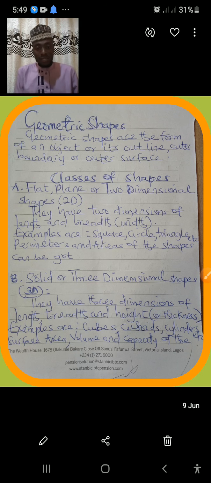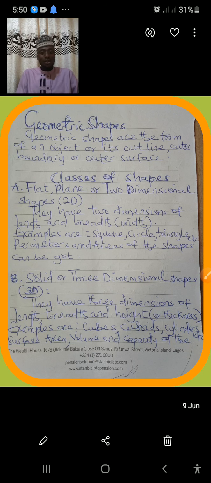So the second one is the solid shape. I said solid shapes are shapes that have three dimensions: length, breadth, and height, or we call it thickness. For example, look at this book. This book is not a flat shape. You will see that it has length, it has breadth, it has thickness. Look at the way it is thick. There is the height, or you call it thickness. So that is solid shape.